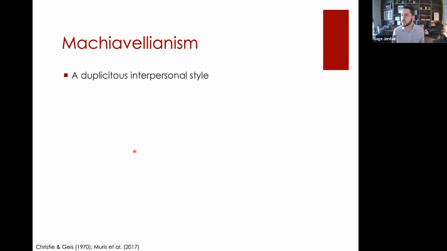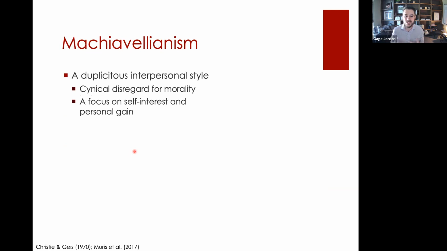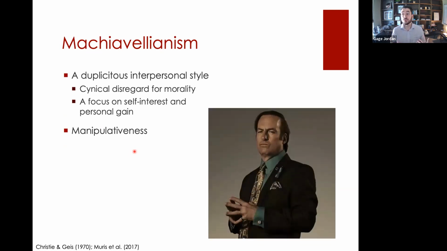Machiavellianism is somebody who's duplicitous, D for deceiving, someone who has a sort of cynical disregard, is amoral, really focuses on themselves, and is kind of schemy. Machiavellianism, I think about M for manipulativeness. And one character that comes to mind is Saul Goodman. If you've ever seen Better Call Saul or Breaking Bad, he's kind of a schemy guy, a little bit unethical, and would be a good representation of Machiavellianism.